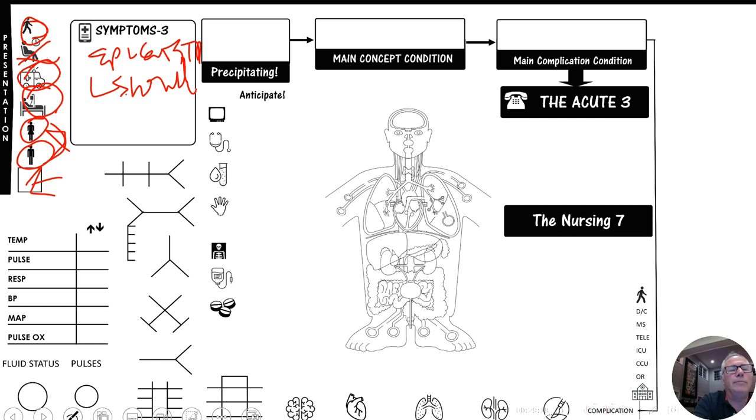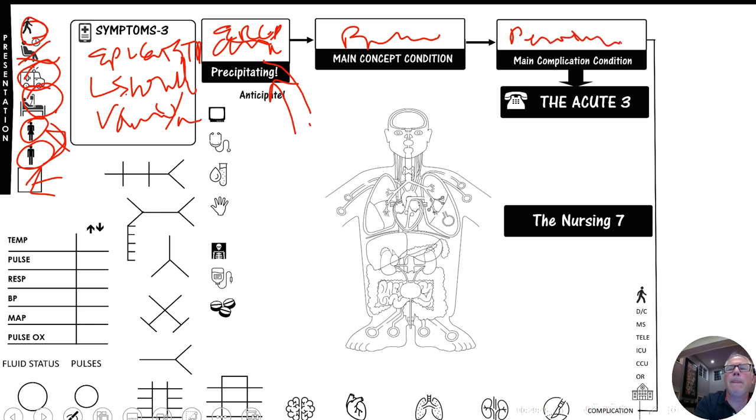And the patient is vomiting, usually. Nausea. Precipitating factors: they could have chronic pancreatitis. They could have an ERCP. So that tends to be what happens. Main condition is pancreatitis. Main complication is peritonitis and also sepsis, ARDS.